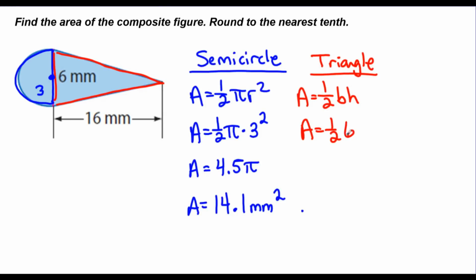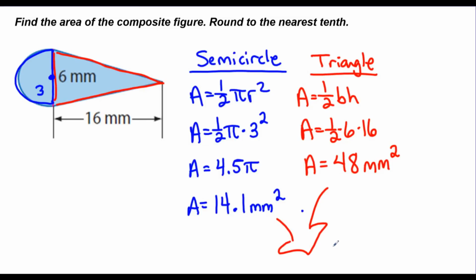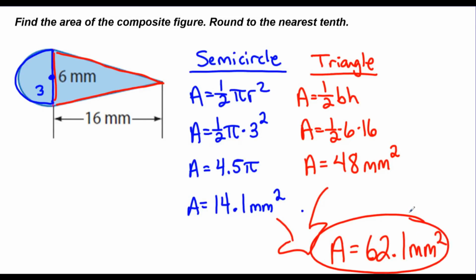And the base is 6 millimeters and the height is 16 millimeters. So 1/2 times 6 times 16 is 48 square millimeters. And then when we add these together, we get a total area of 62.1 square millimeters. Okay.